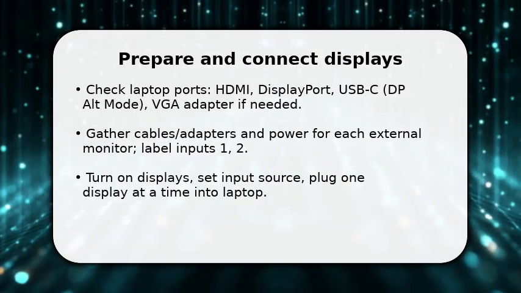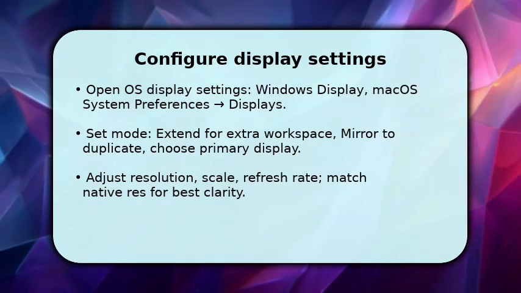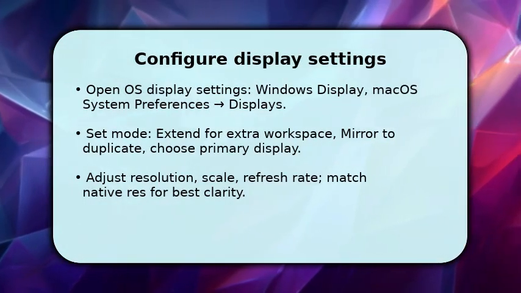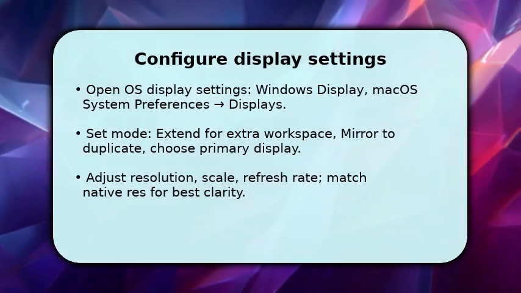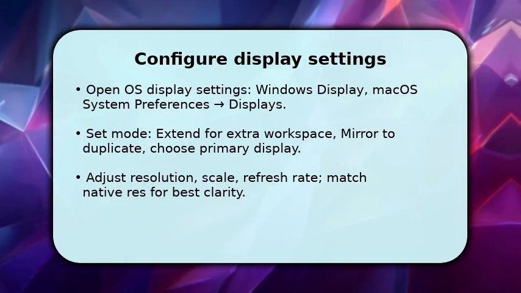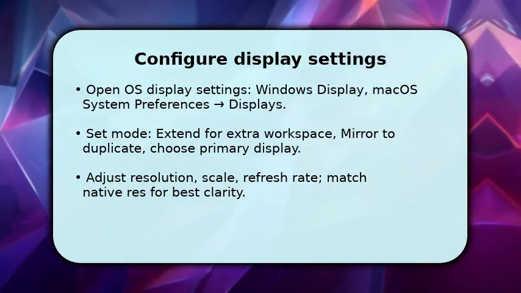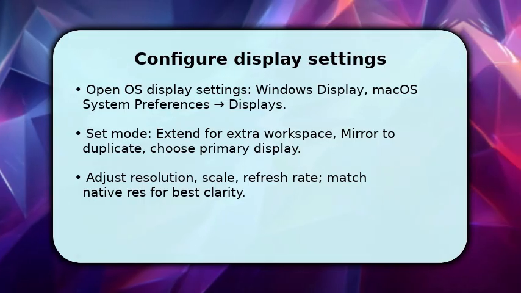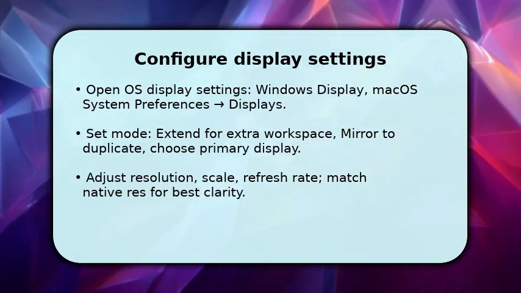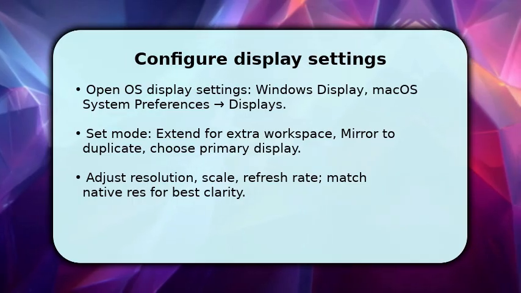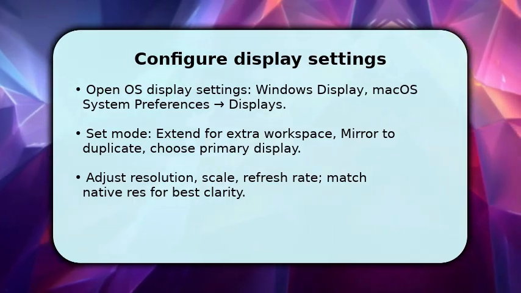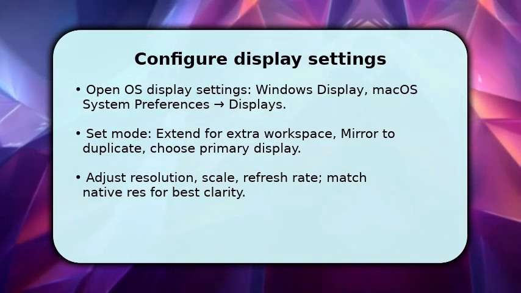Once the laptop detects the monitor, open the display settings to tell the OS how to use it. Choose Extend to get more desktop area or Mirror to duplicate your screen. Pick a primary display so menus and new windows appear where you want. Then, set each monitor's resolution and scaling to its native values and adjust refresh rate for smooth motion.